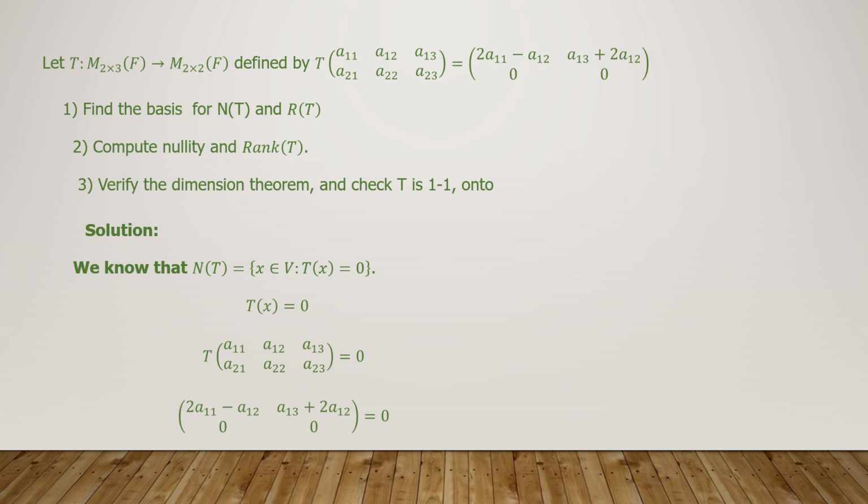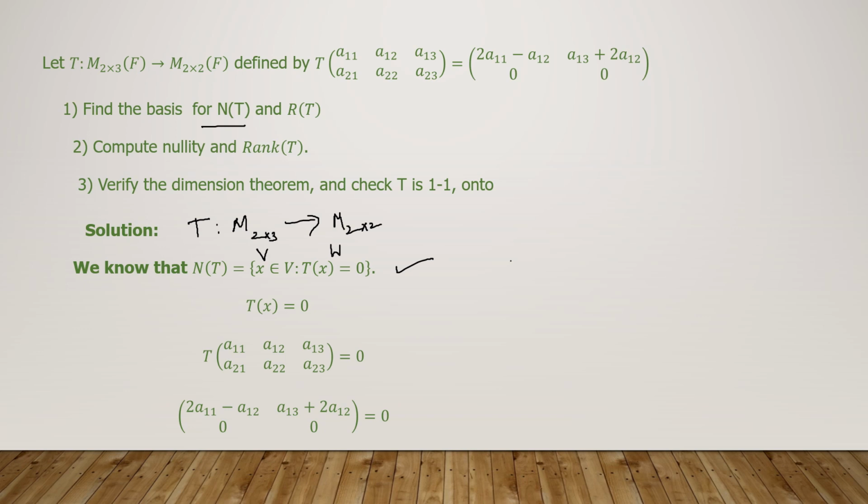T is given as the transformation from M2x3 to M2x2. Here V is nothing but M2x3 and W is nothing but M2x2 under the defined transformation. The first question is to find the basis for N of T. So to find the basis for N of T, first you should know what N of T is. By definition, N of T is the set of X belonging to V such that T of X equals 0.